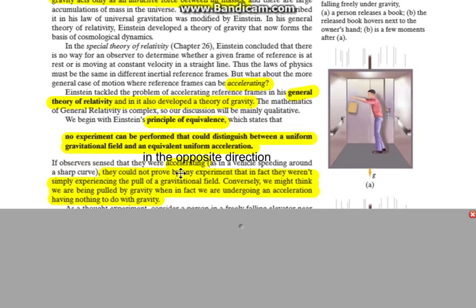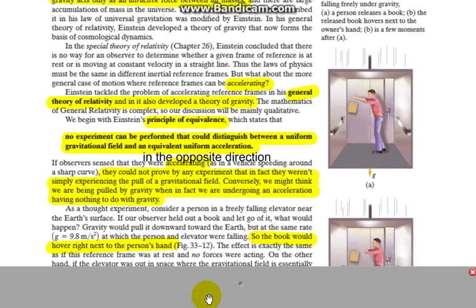If observers sense that they were accelerating, as in a vehicle speeding around a sharp curve, they cannot prove by any experiment that in fact they weren't simply experiencing a pull of gravity in the opposite direction, as we'll see. Conversely, we might think we are being pulled by gravity when in fact we are undergoing an acceleration, which has nothing to do with gravity.